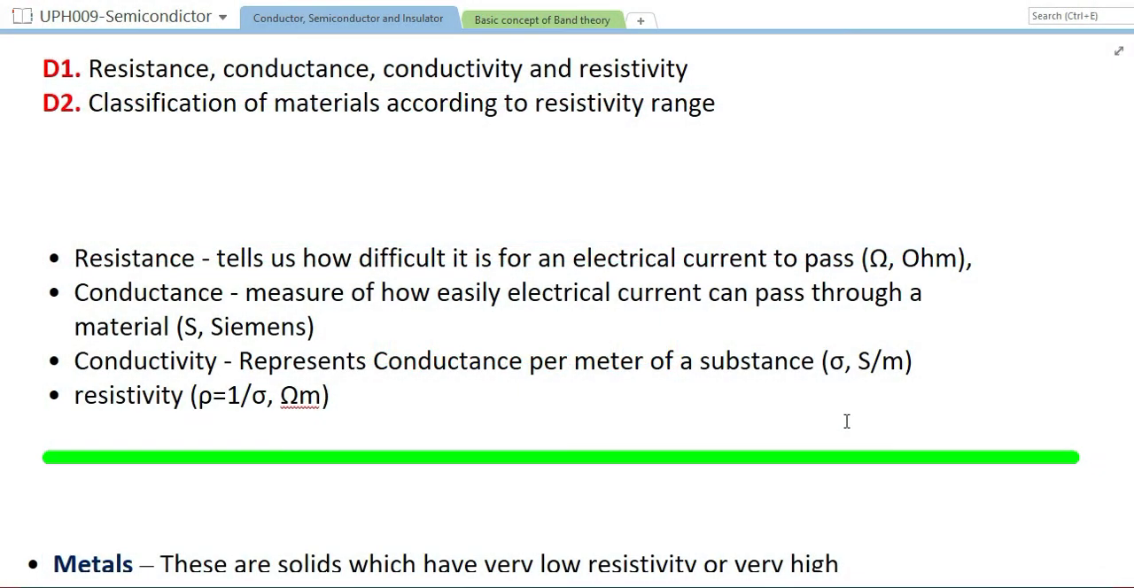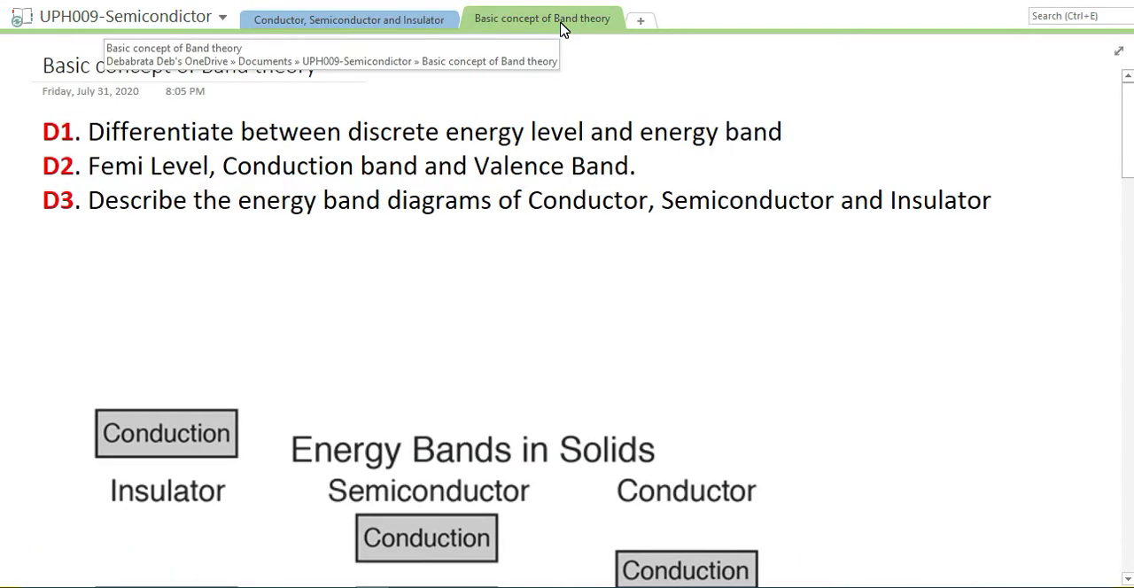Welcome to another video lecture session on semiconductors. So in this session, we will talk about resistance, conductance, conductivity, resistivity, these different properties of materials, and how you classify different materials according to their conductance or resistance or resistivity. Then we'll talk about the basic band theory concept related to the conductors, semiconductors, and insulators.